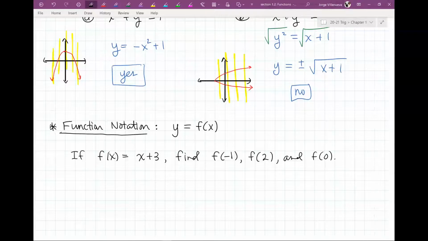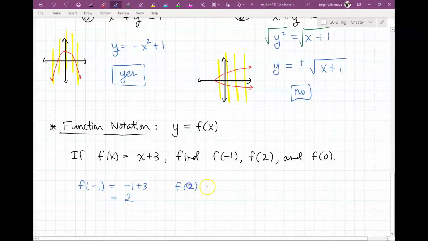Okay, so if that's what we're going to have to do, then we just have to plug in the number. I don't know if you remember doing this. I hope you do. But you basically say f of negative 1 is equal to negative 1 plus 3, which is 2.